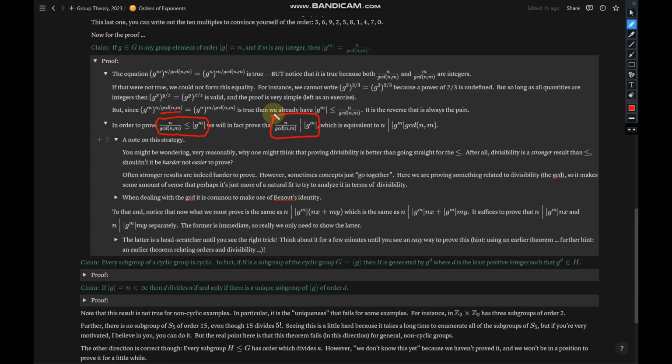And in this particular problem, if you did try to prove it directly without using divisibility, you might find that it's quite hard. So anyway, it is a sensible move to make to try to prove divisibility rather than mere less than or equal to. Notice, by the way, that by very elementary manipulations, proving this thing is the same as proving this other thing. So we're going to show that n divides the GCD times the order of g to the m.